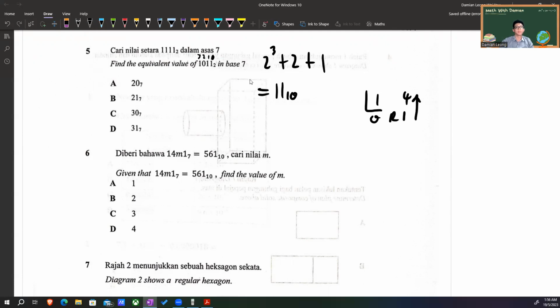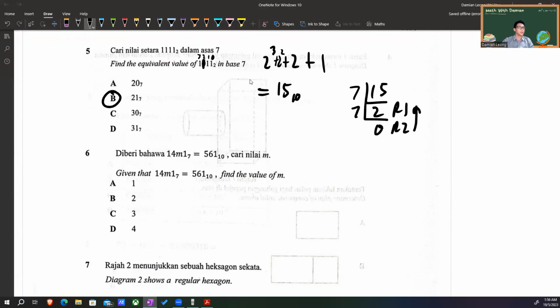Question problem again. It is 1111. Refer to the PM1. So means there is a 2 to the power of 2 as well. So it's 15 in base 10. 15 divided by 7, 2 remainder 1. Divided by 7, 0 remainder 2. Take remainder from bottom to top. Answer B. 2, 1, base 7.